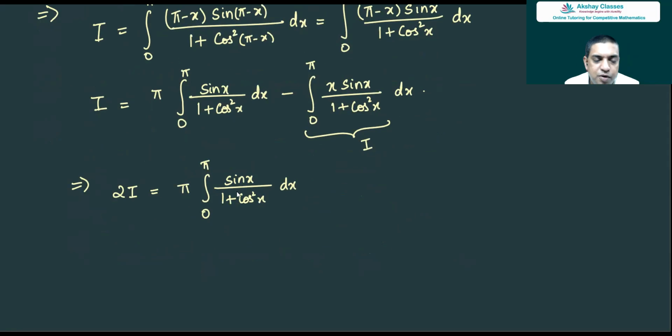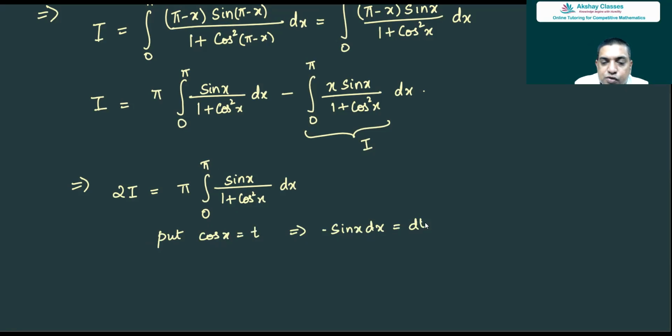Now, how to do this problem? Now, cos 0 is 1, cos pi is minus 1. So how to do this problem? Substitute, put cos x equal to t. This gives minus sin x dx is dt. So sin x dx is minus dt.